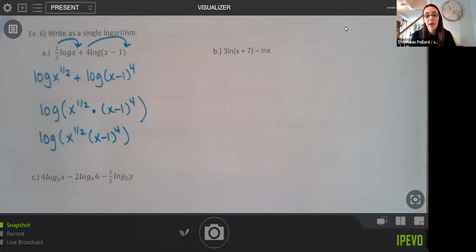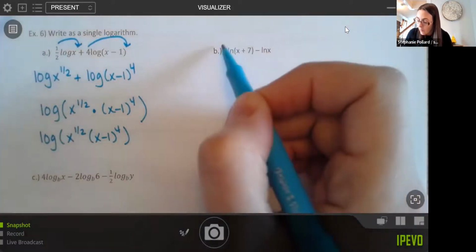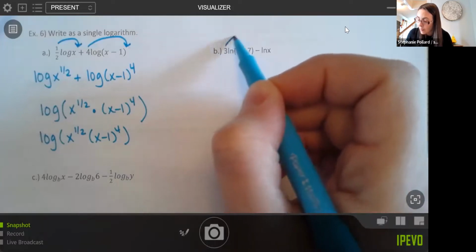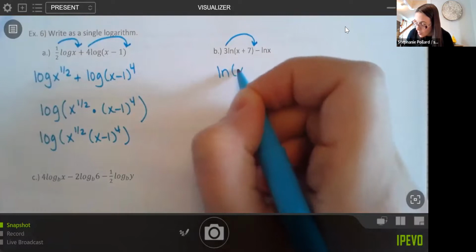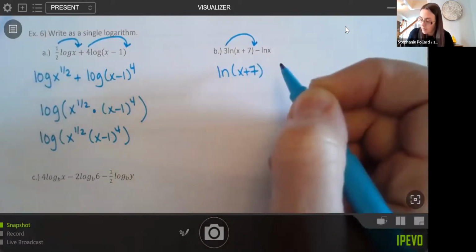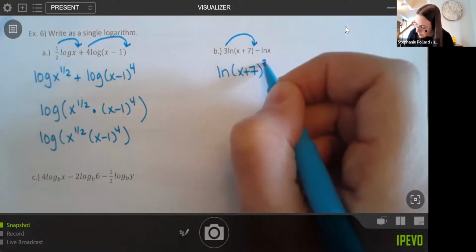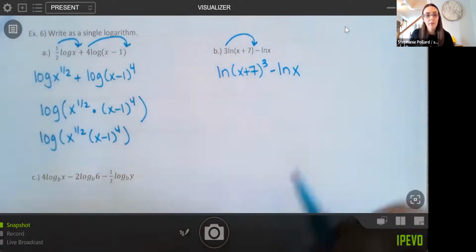Let's try the next one. So here I have the natural log function. So I have the same kind of log. They both have base e. And if I have coefficients out front, I do want to bring those back first and remake those into powers. So you do want to do that before you actually start multiplying or dividing.